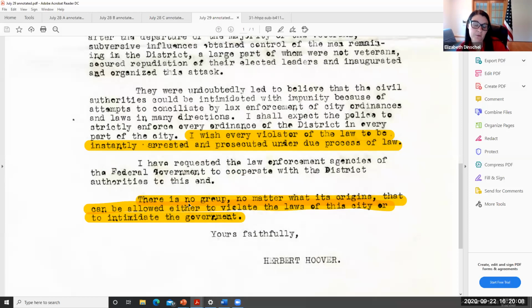Yours faithfully, Herbert Hoover. So he's really put his foot down now. He said, you know, we're going to clear them out. But he also says he doesn't want to declare martial law. So you have to start thinking about what is the president's right to disperse protesters from Washington, D.C., and what does the police have the power to do and the military have the power to do? So let's move on to this last document.